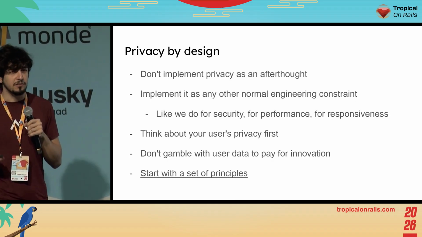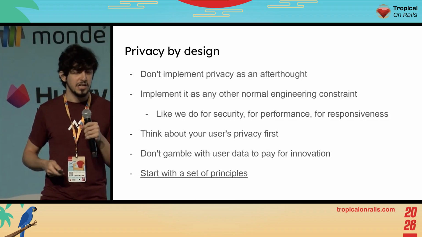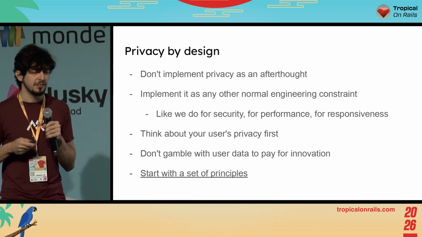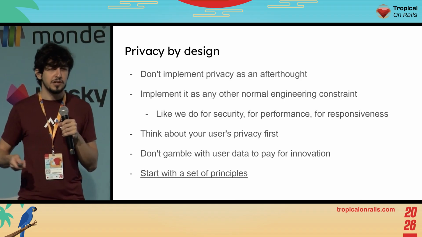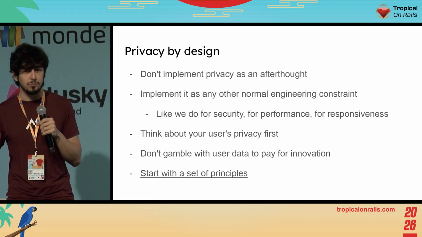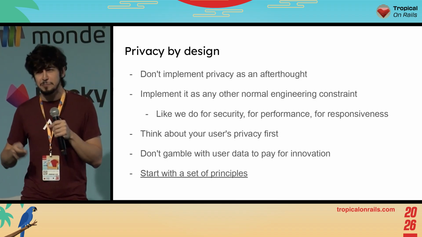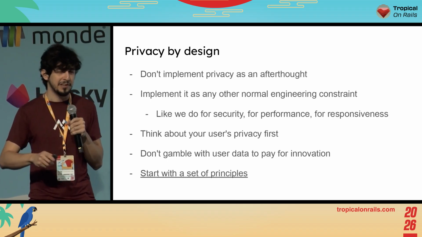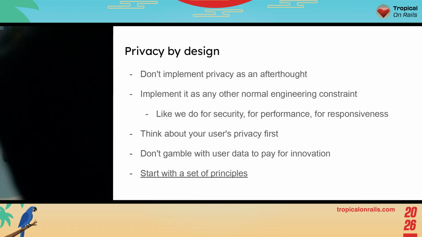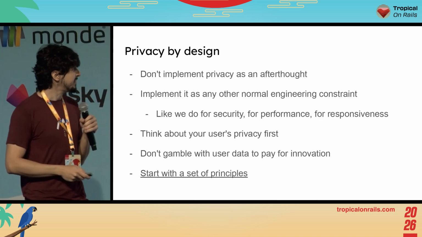Privacy by design happens when you don't implement privacy just as an afterthought. You implement privacy in your application just like any other normal engineering constraint, like we do for security, for performance, for responsiveness. And let's not pretend performance is not important, because if it weren't, we would not be complaining and discussing what is the best version of UUID to index in your database.